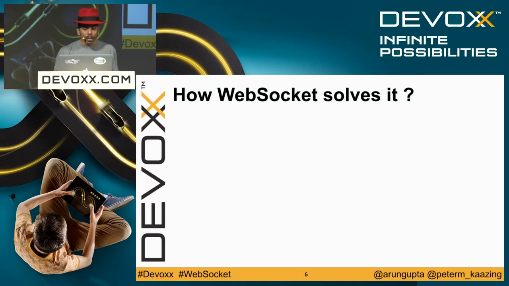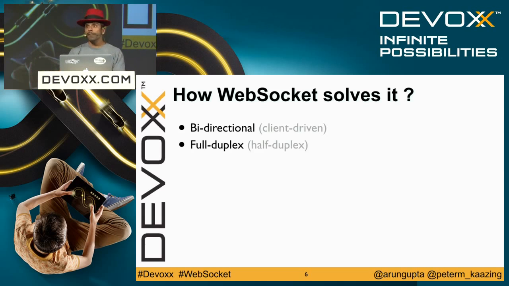Okay. So how does WebSocket solve it? Well, first of all, WebSocket is a bidirectional protocol. That means the client can talk to the server, and the server can talk to the client, as opposed to client-driven in the case of HTTP. Second, it's a full duplex protocol. What that means is the client and server can talk to each other independent of each other. They don't have to wait. There are no predefined design patterns where you send a request and I send a response back. If you go back to the SOAP analogy or a WSDL analogy, it's a one-way message. The client sends a message to the server, and the server sends a message to the client, independent of each other.